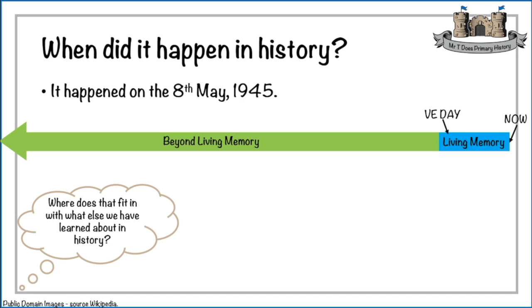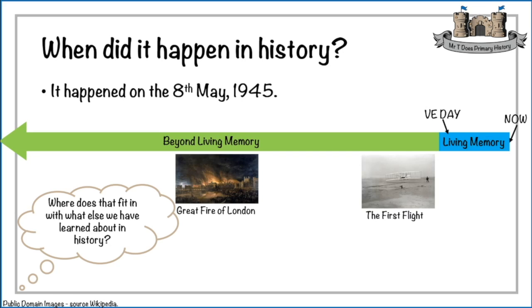Now I'm going to show you two important events in history that quite a lot of children learn about in school, but don't worry if you haven't. There's the Great Fire of London and the First Flight. Now let's start with today, that's now, and work backwards. Closest to today is VE Day. And then, about 45 years earlier than that, is the First Flight. But it is still beyond living memory. And then much further in the past is the Great Fire of London. That's the furthest away from today.